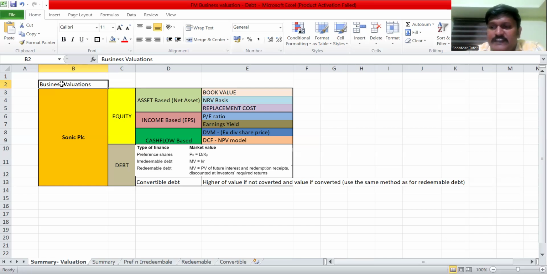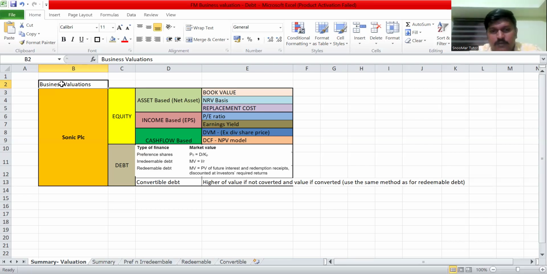So at the end of the 7th year, they can either take the principal amount or they can convert their debt into equity holding of the company. So that is the option we are looking at. So how to calculate the market value of these things?